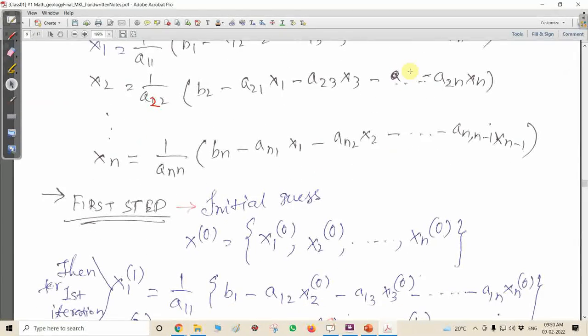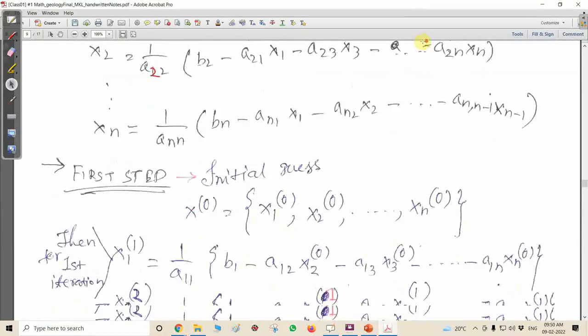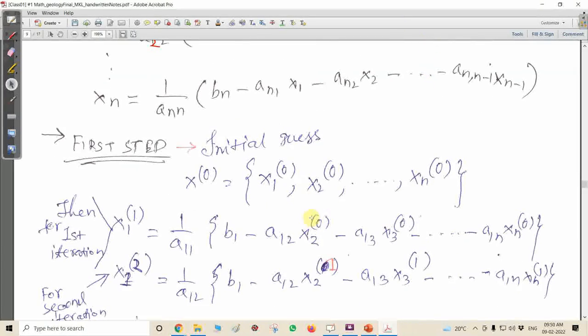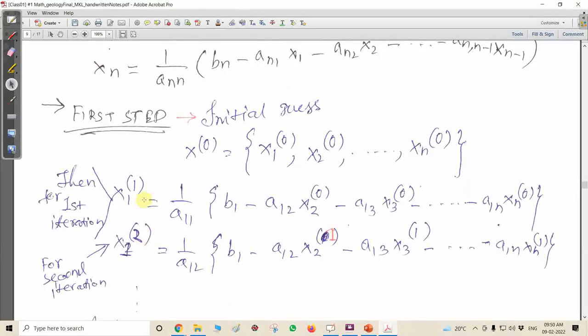Okay, now I'm considering an initial guess, and then I'll be doing the first iteration. So first iteration will be x1, then 1 by a11 and this value. One thing you should notice is that I know the x2, x3, xn values from the previous iteration. Initial guess means it's iteration 0, or the starting point. So I am putting that value here, and I got the value x11. Now for the second iteration, this value will be updated, and the rest of the values will be updated in the same way.